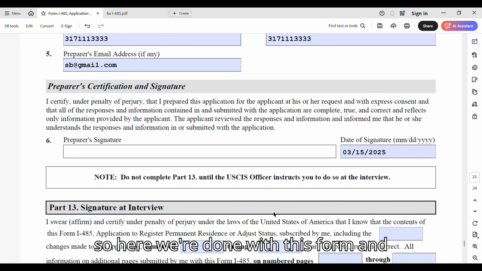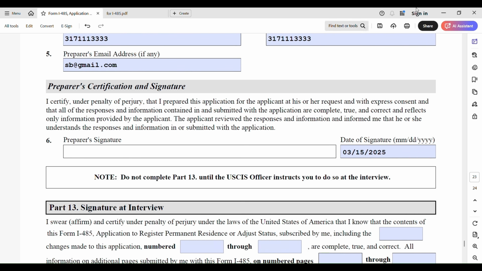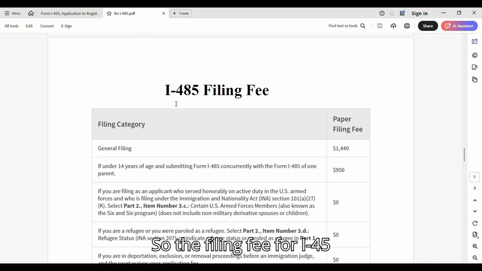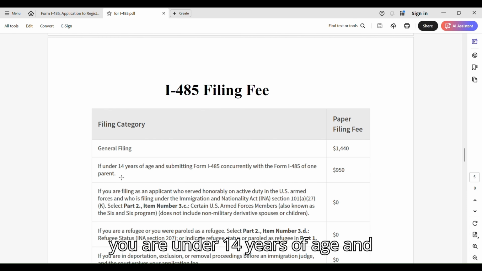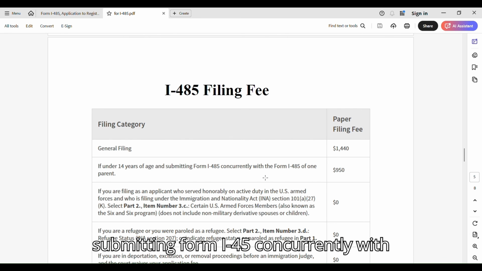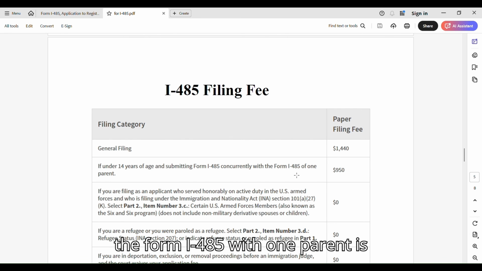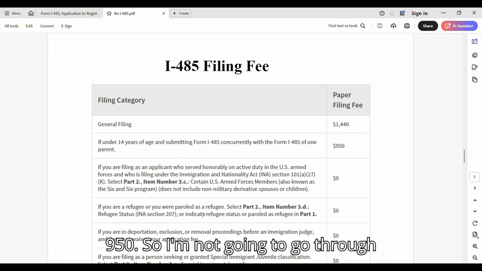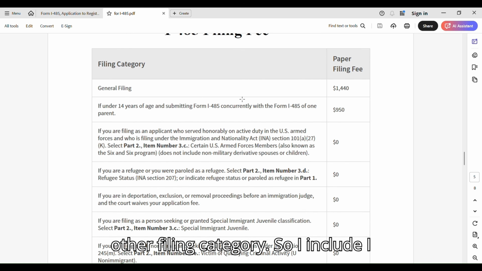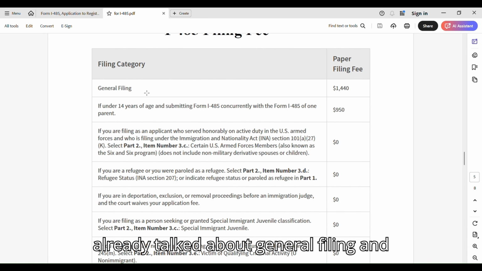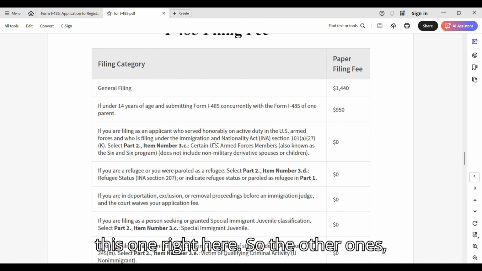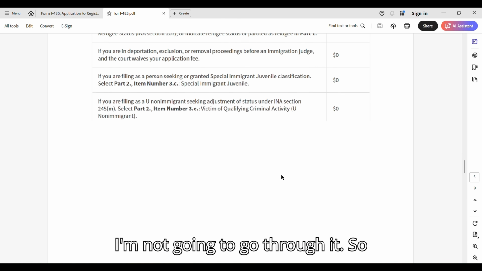So here we're done with this form, and now let's go to supporting documents. The filing fee for I-485, for general filing, is $1,440. If you are under 14 years of age and submitting Form I-485 concurrently with the Form I-485 of one parent, it is $950. I'm not going to go through the other filing categories. I already talked about general filing and this one right here.